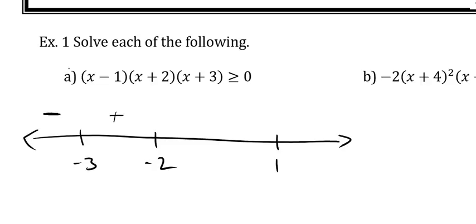Whenever 0 is the value that you can use, I would strongly suggest you use it. Again, it makes the math easy because this is going to be negative, this is going to be positive, and this is going to be positive. A negative and two positives makes a negative.